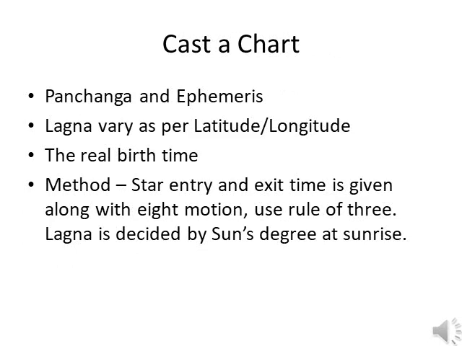There are two options to calculate a chart. One is using a Panchanga and another is using an Ephemeris. Ephemeris is nothing but a Western Panchanga, so you can use any method. The most powerful telescopes are with NASA, and NASA calculates the position of planets for each and every year in advance. The Ephemeris method is more popular and more accurate.